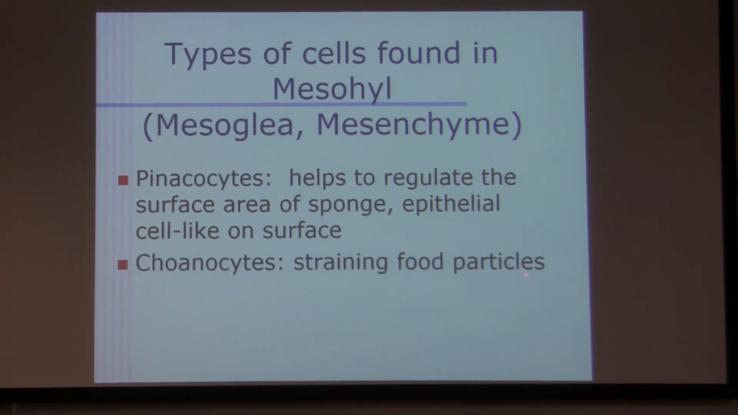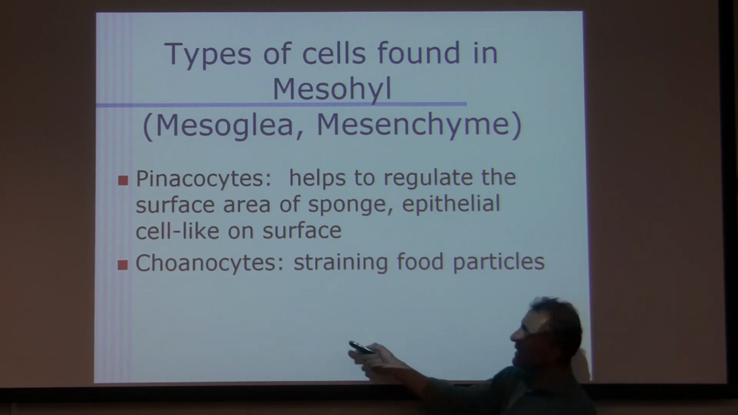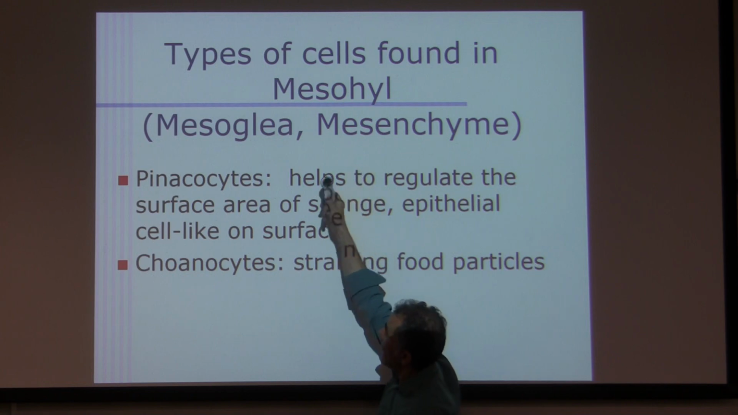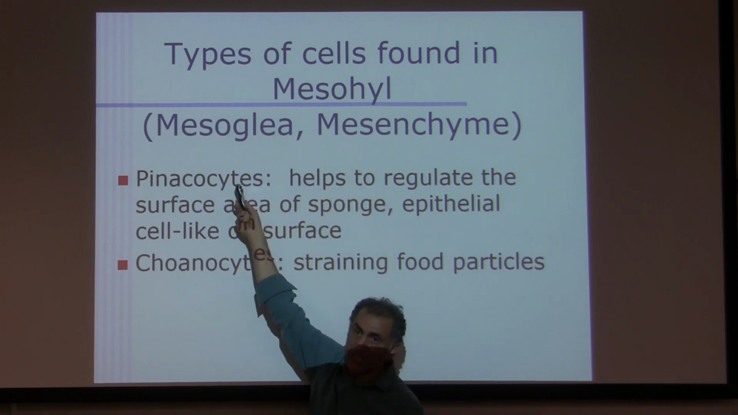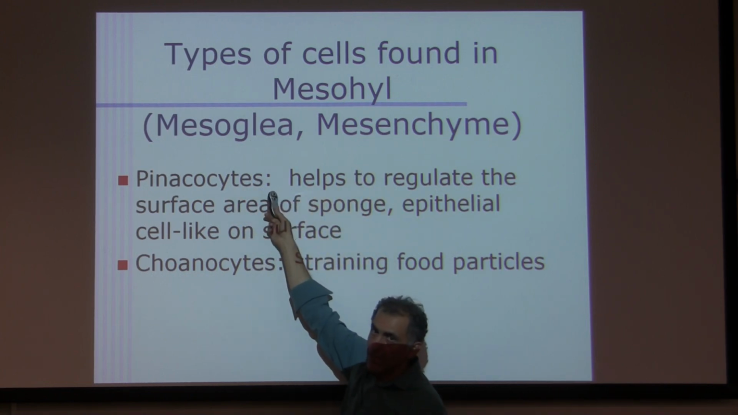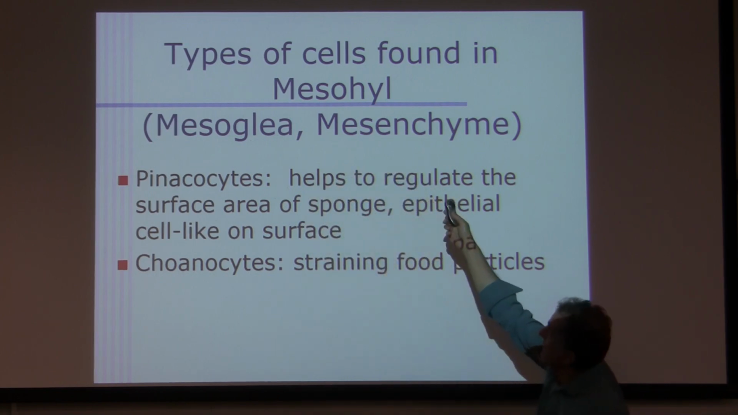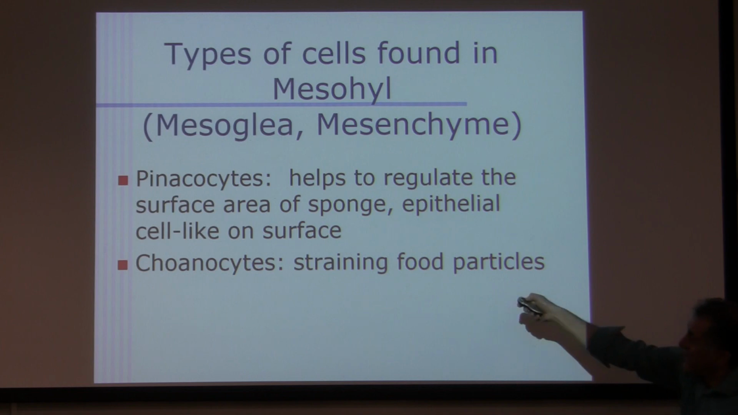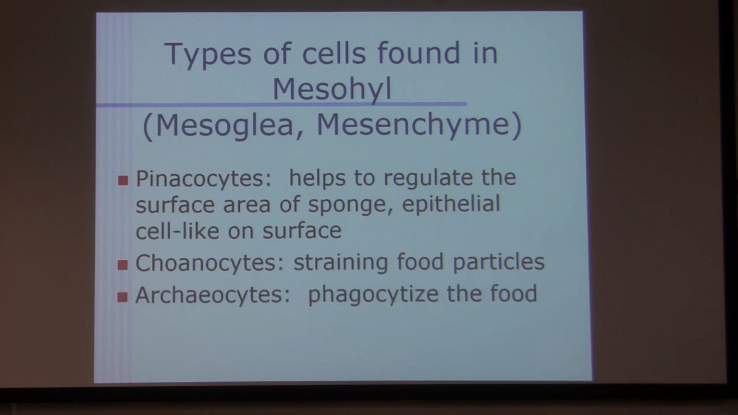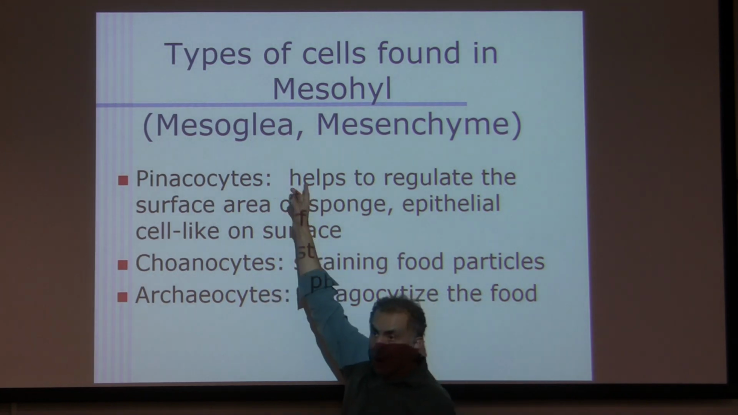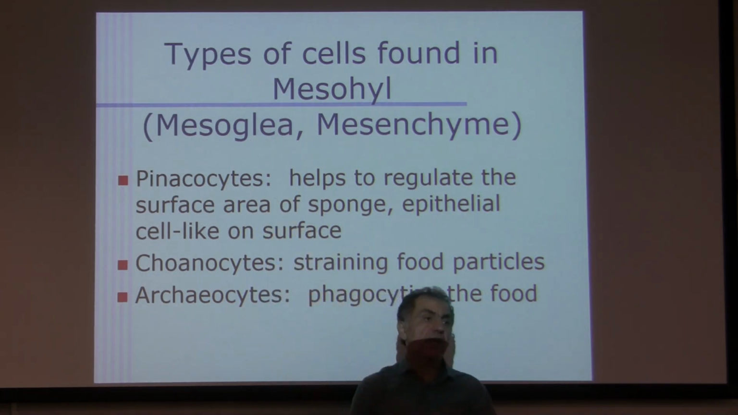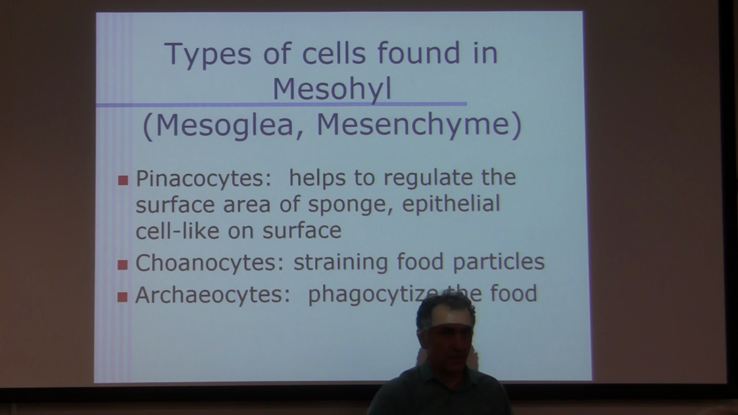Choanocytes, straining food particles. So a portion of choanocytes is in the mesoglial layer, and a portion of pinacocytes, not all of it, is also in the mesoglial, mesohyl, mesenchyme layer. And then finally, all of the archaeocytes are in the mesenchyme layer. And you will see a picture of it in a minute.